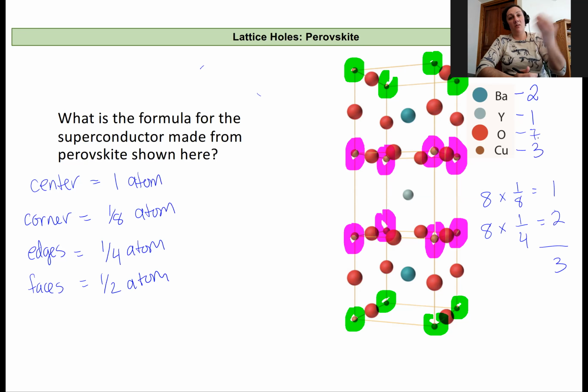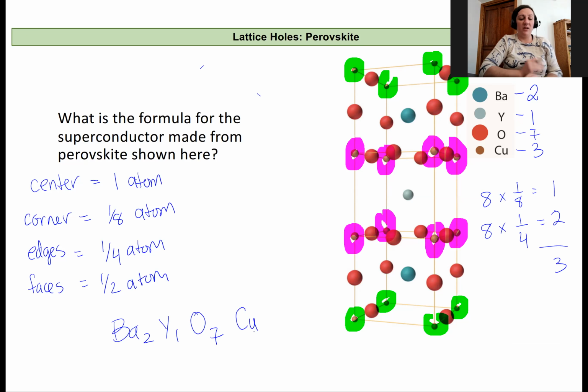So now that I know the number of atoms in my unit cell, I can easily create a chemical formula. I'm going to have 2 barium atoms for every 1 yttrium atom, 7 oxygen atoms, and 3 copper atoms.